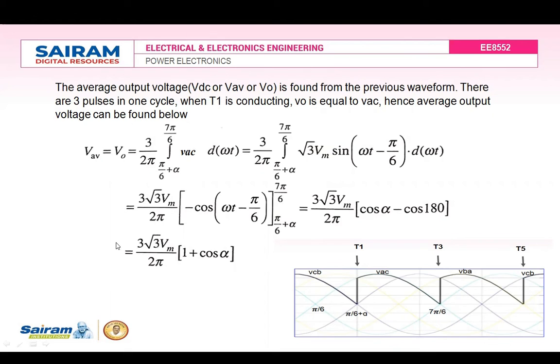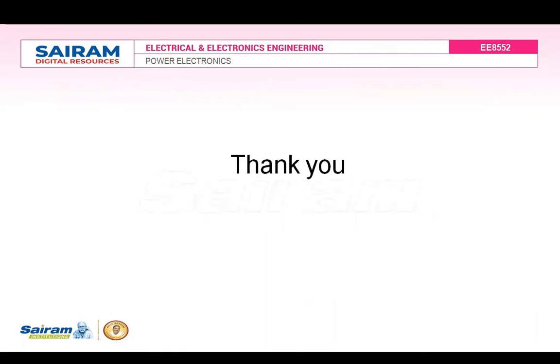From this expression, we infer that for alpha equal to 0, we get the maximum average output voltage. As alpha changes from 0 to 180 degree, the output voltage decreases from the maximum value towards zero. So the average output voltage varies from the maximum value to zero. We will not get any negative average output voltage. Hence, this is a single quadrant converter. Thank you.